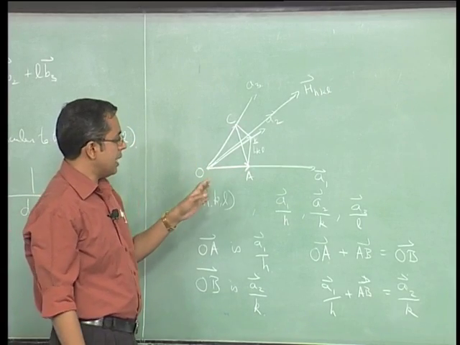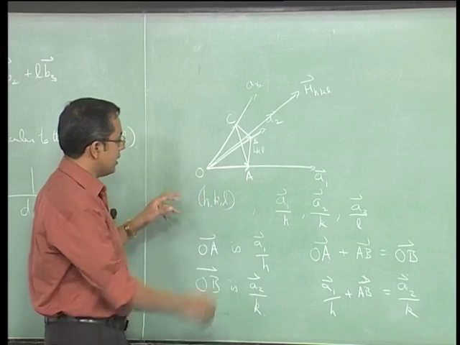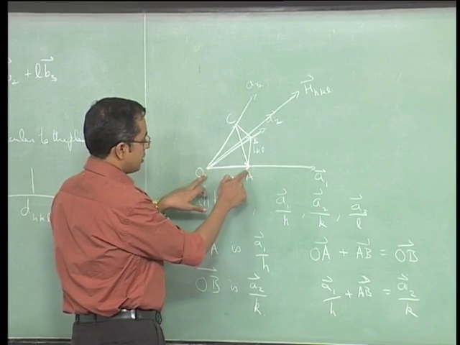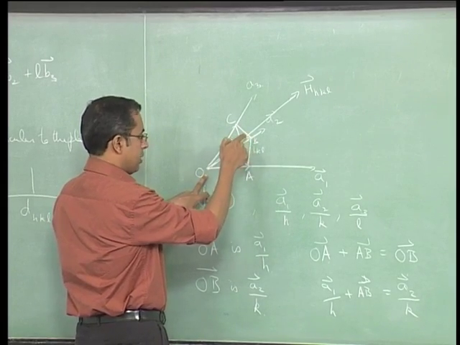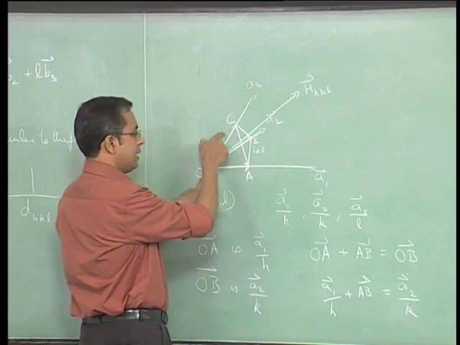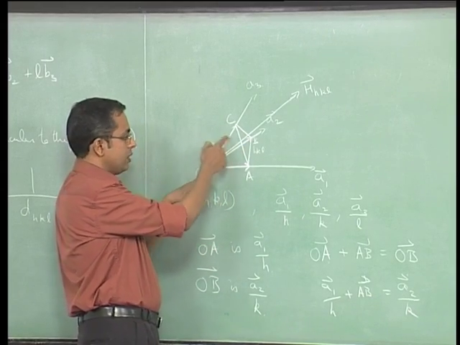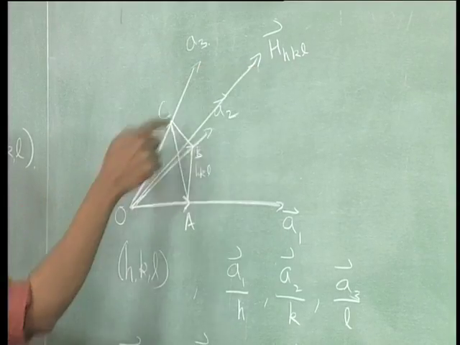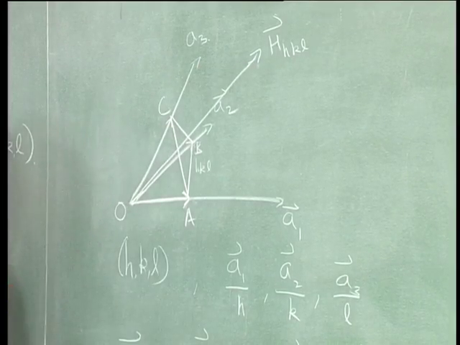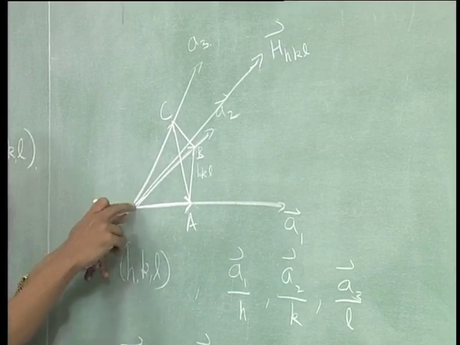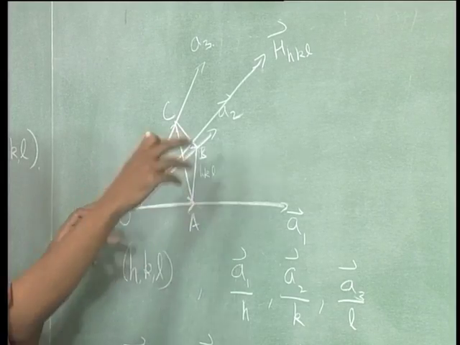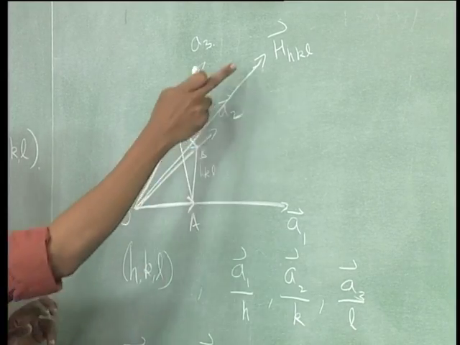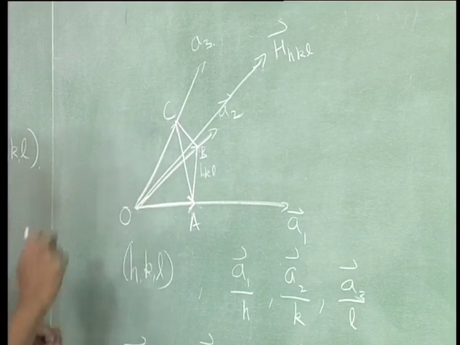Using exactly the same derivation that we have done, instead of starting with this location being A1 by H and this being A2 by K, we can do the same thing with A2 by K and A3 by L, in which case we will find that HHKL will become perpendicular to BC. Similarly, we can also do it with A3 by L and A1 by H, and with exactly the same calculations we will find that HHKL is perpendicular to AC.